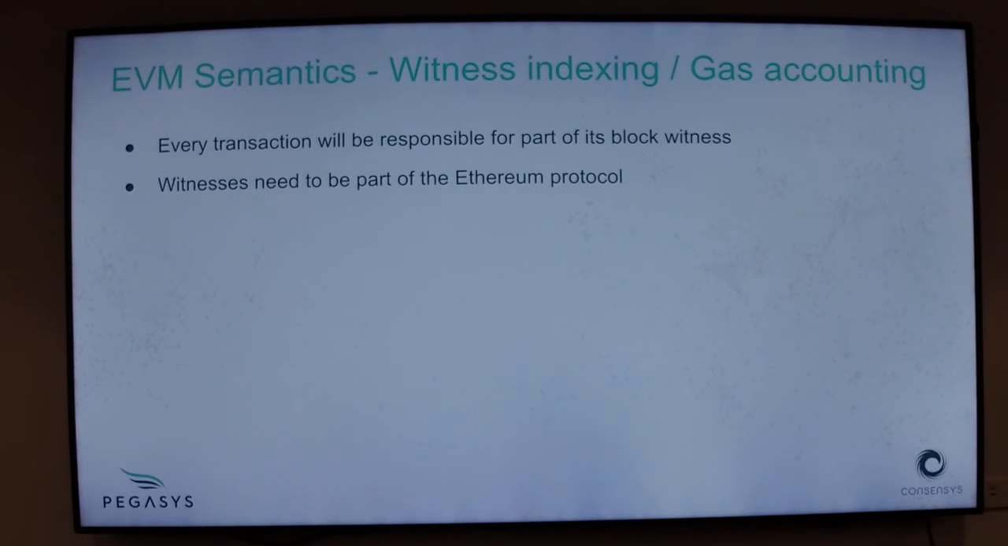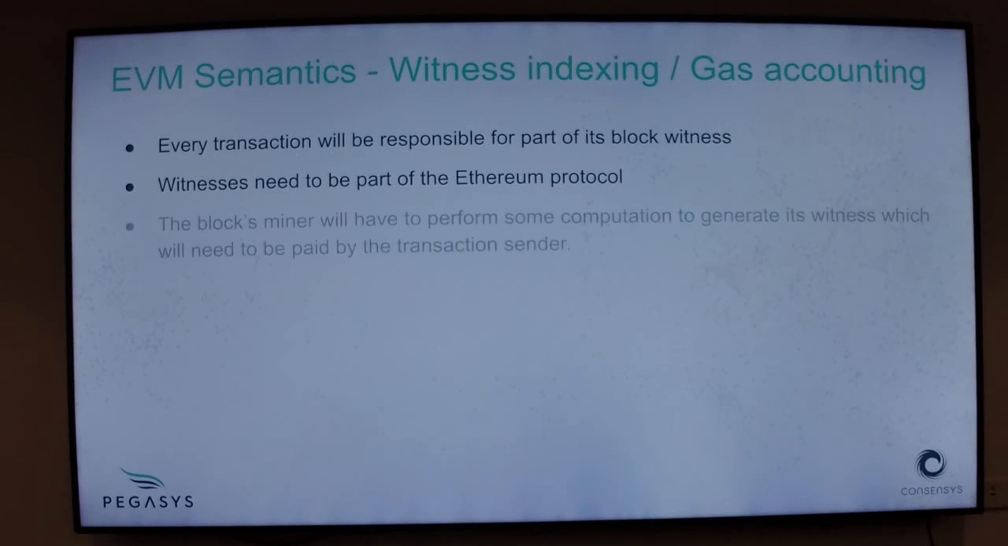So every transaction will be responsible for part of its block witness. And that's quite interesting, because then if you have more than one transaction that touches the same bit of the state, how do you handle that? If you say that each transaction will have to pay some gas towards it, then if they overlap, how do you handle that?